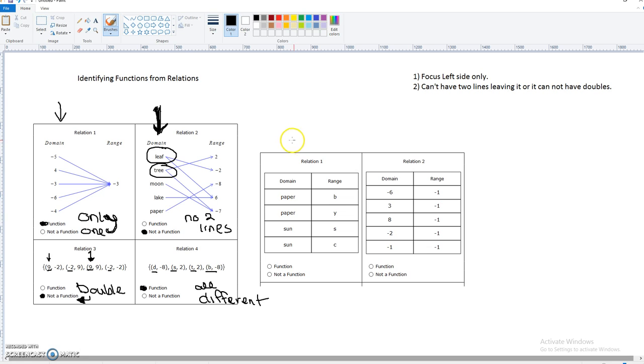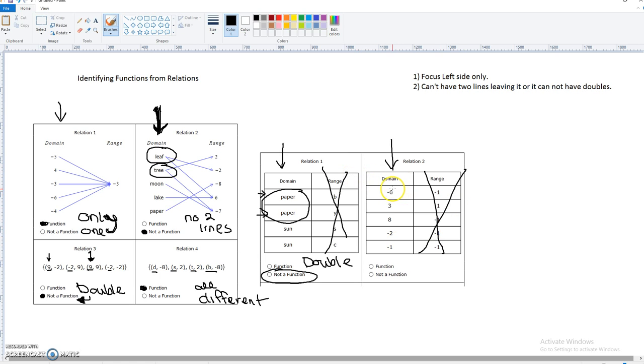Alright, so let's look. Here we've got 2 different examples here. Remember, we're focusing on the left side only. So this doesn't even matter. We don't even have to look at those. So in this case, we'll just scratch those out. So we're looking here, and of course it starts after here. So we've got paper, paper. Oh, here's our double. So when we have a double, that means not a function.